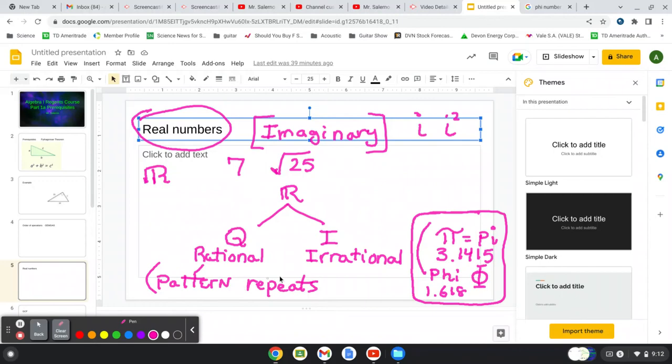Right? There is a pattern and it repeats. In phi and pi, there is no pattern and it just continues forever. It does not terminate, as far as we know. Terminate or end. All right? Let's look at some more examples.